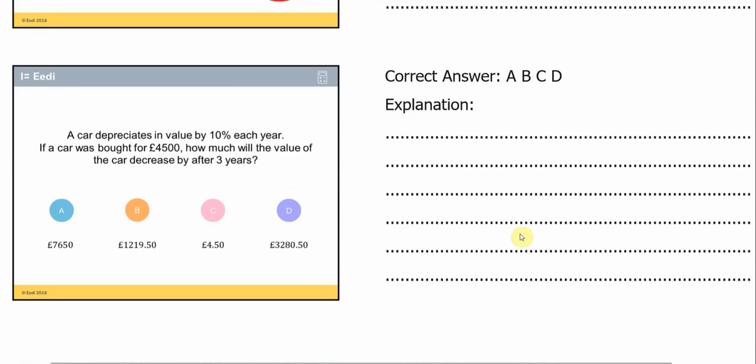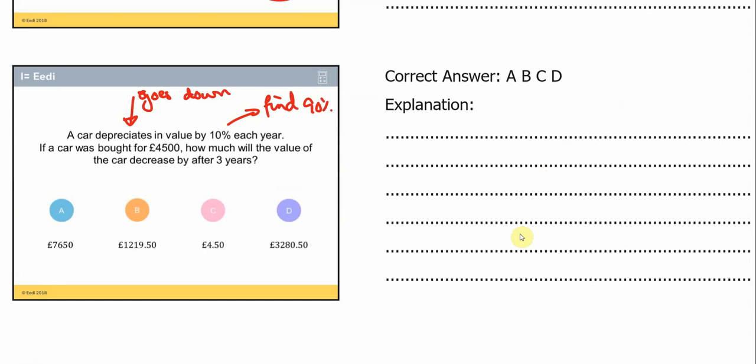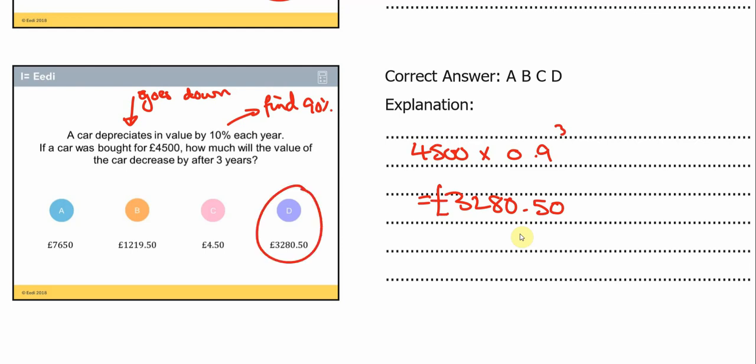A car depreciates in value, really important. That means that it goes down. So if it goes down by 10% each year, that means we're actually wanting to find 90%. So when I do my multiplying, it's going to be the starting value times by 0.9 for 90%, because it's gone down 10%, to the power of 3, because of 3 years. And when I do that, I get £3,280.5, but remember, 2 decimal places for money, 50p. And let's just double check which one that is. There we go.